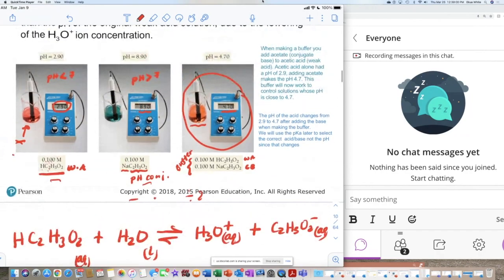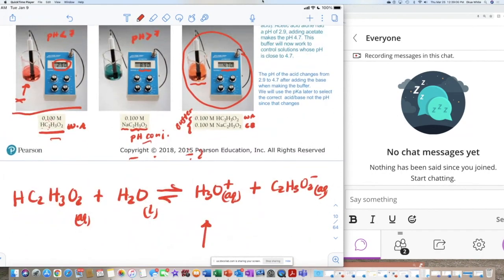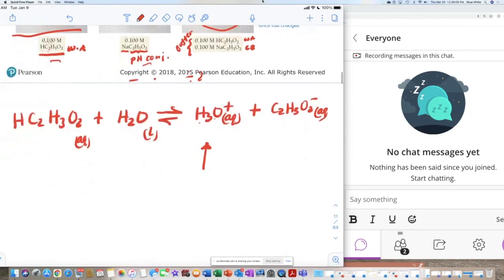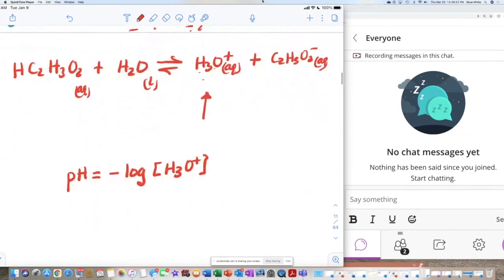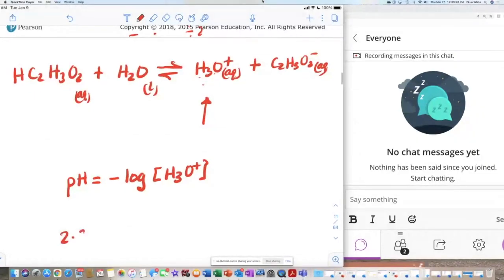Okay, so in this container here where we have a pH that's low, the pH is based on the concentration, or the amount, of the H3O plus. In the last chapter, you learned to figure out the pH number by taking the negative log of the concentration of H3O plus. So if the pH is 2.9, then 2.9 relates to the concentration of H3O plus. This 2.9 was calculated by knowing the log of H3O plus.